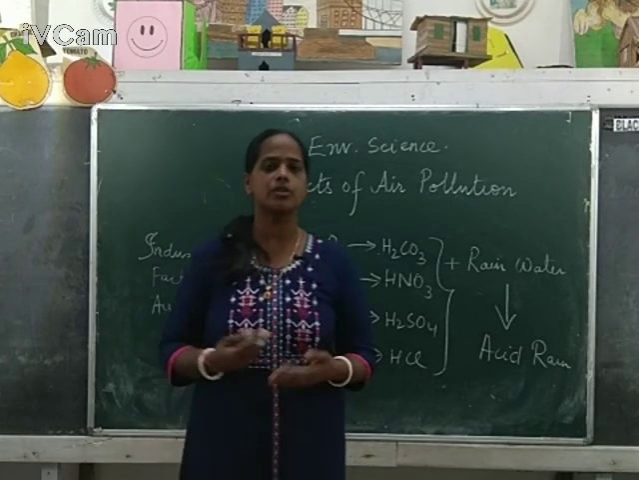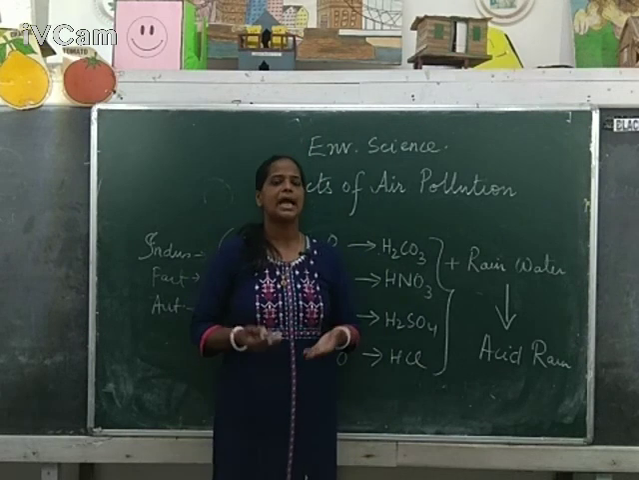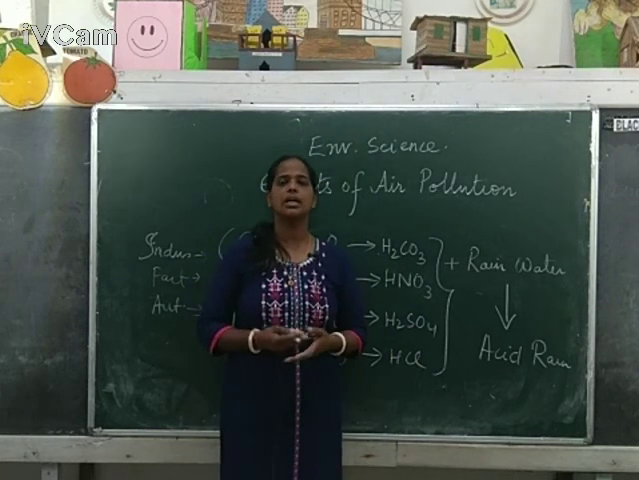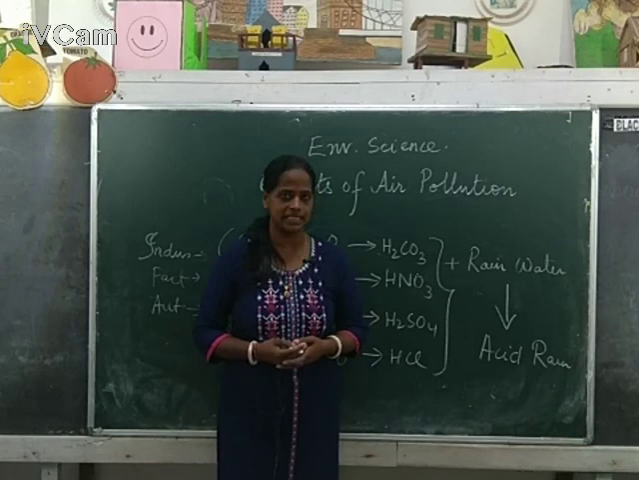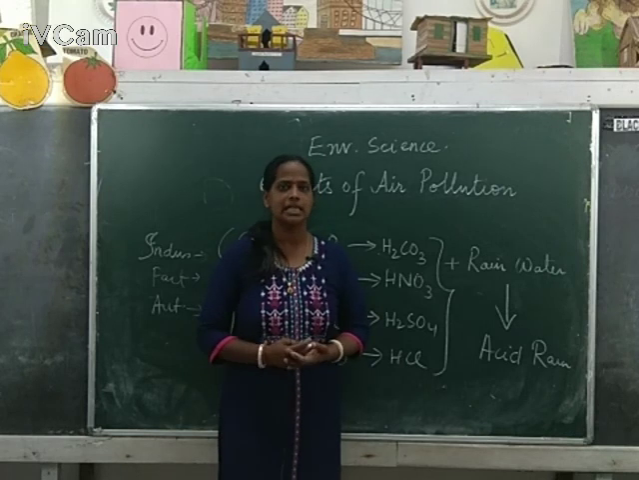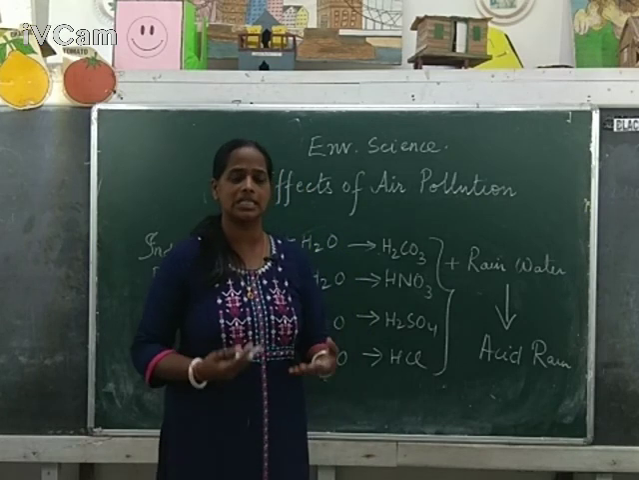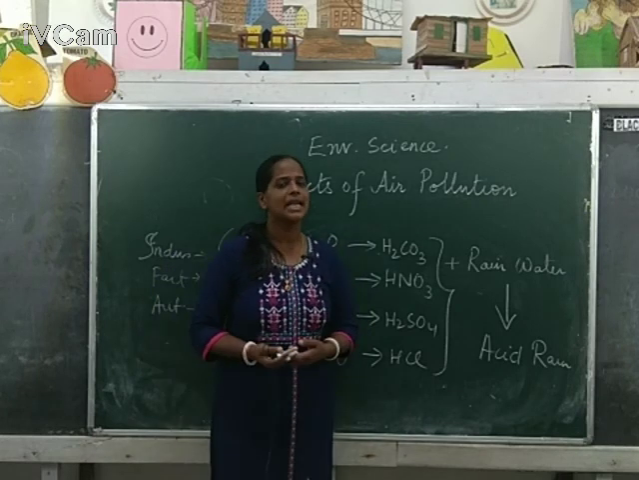If acid rain falls in water bodies, it acidifies the water, as a result of which all the aquatic organisms will die. If it falls on the soil, the soil gets acidified. The microorganisms, the beneficial organisms in the soil, will die, and the soil becomes acidic.